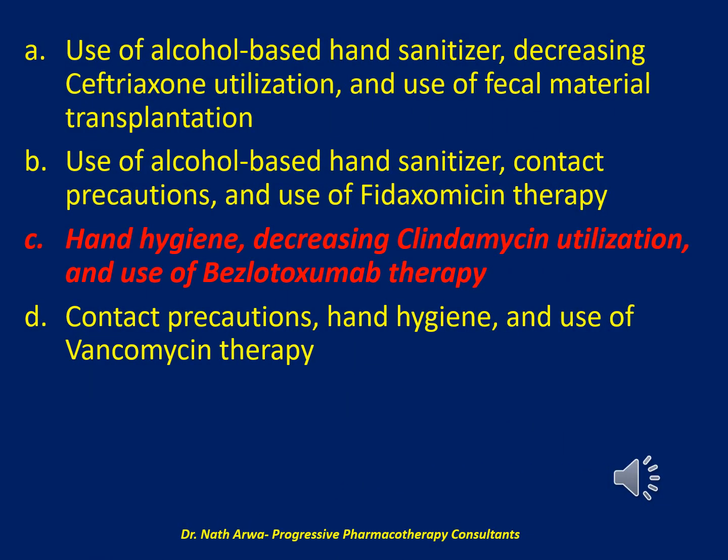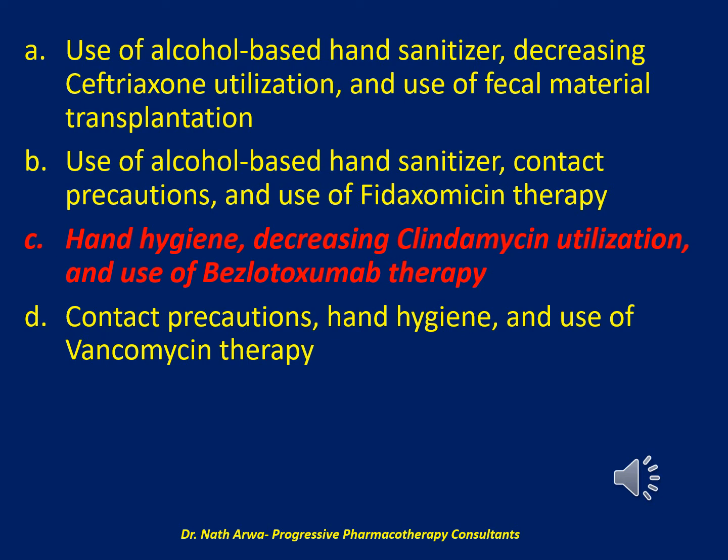And the correct answer is C. Hand hygiene, decreasing clindamycin utilization, and use of bezlotoxumab therapy. Hand hygiene, decreasing utilization of high-risk antibiotics, and the use of bezlotoxumab, a human monoclonal antibody product that targets Clostridioides difficile toxin B, have been associated with reductions in recurrence of Clostridioides difficile infection. Contact precautions and hand hygiene are infection prevention measures that reduce the incidence of Clostridioides difficile infection, but vancomycin therapy has not been shown to reduce Clostridioides difficile recurrence rate.